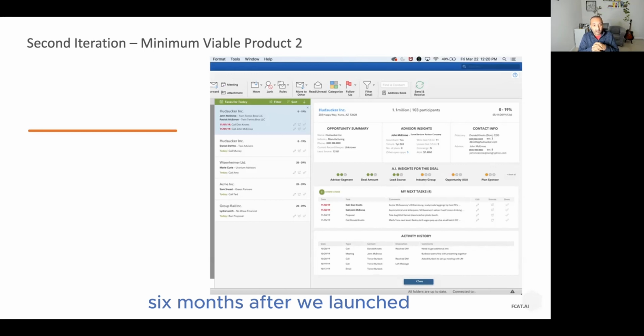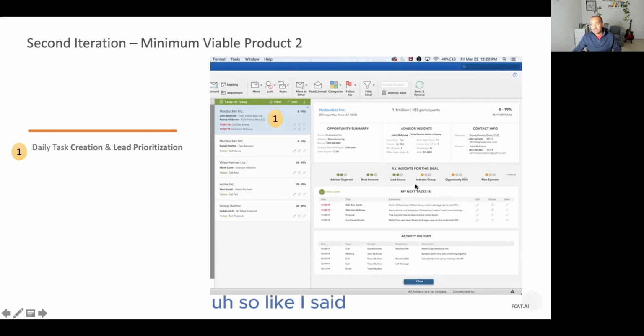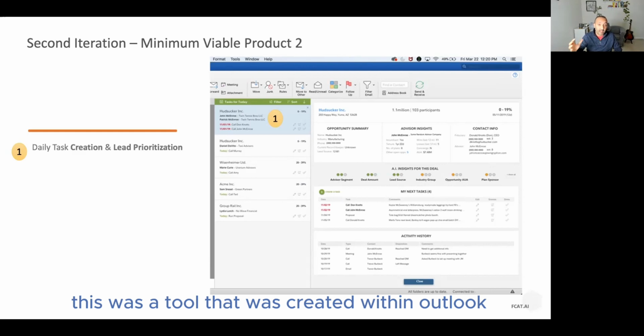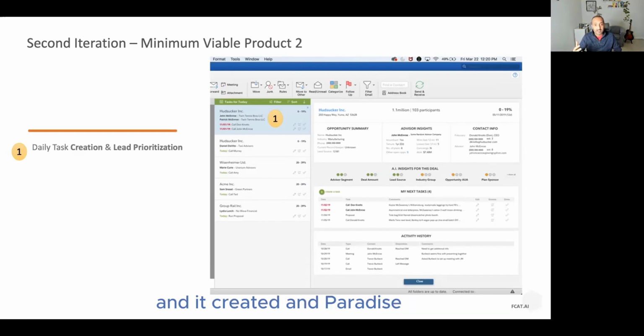6 months after we launched, we had some really great progress. But before I move into that, let me just quickly show you what the tool contains today. So like I said, on the left side, this was a tool that was created within Outlook, and it created and prioritized their leads using the AI algorithm on the left.